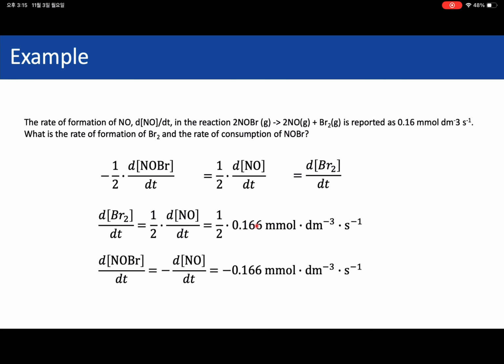Reversely, we can also estimate the rate of consumption of NOBr by summing the first two terms. We have the rate of consumption of NOBr is the same as the negative of the rate of formation of NO. So now we have the rate of consumption of NOBr as negative 0.166 millimole, like this.